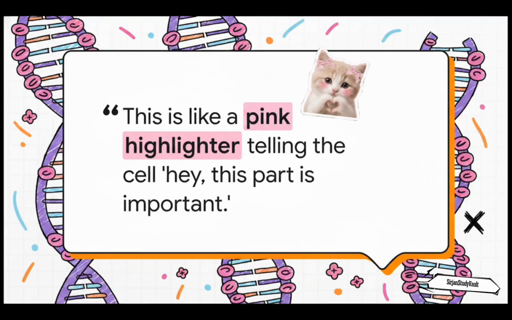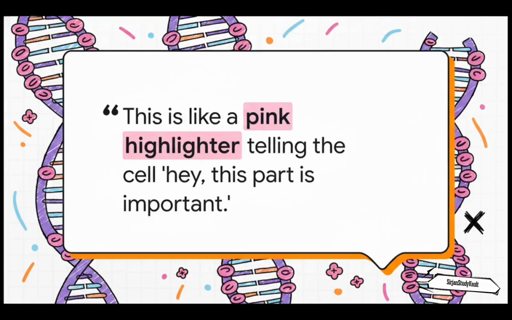You see, to fit inside the cell, your DNA is tightly wrapped around proteins called histones, kind of like threads spooled around a bobbin. Epigenetics involves tiny chemical tags that attach to these histones. These tags can actually loosen the DNA, making it way easier to read, acting exactly like a pink highlighter on a textbook page. Or they can tighten the spool up, hiding the code and effectively turning the gene off.